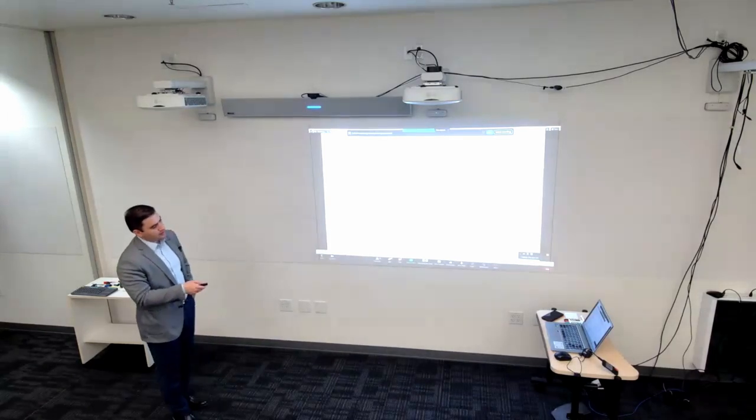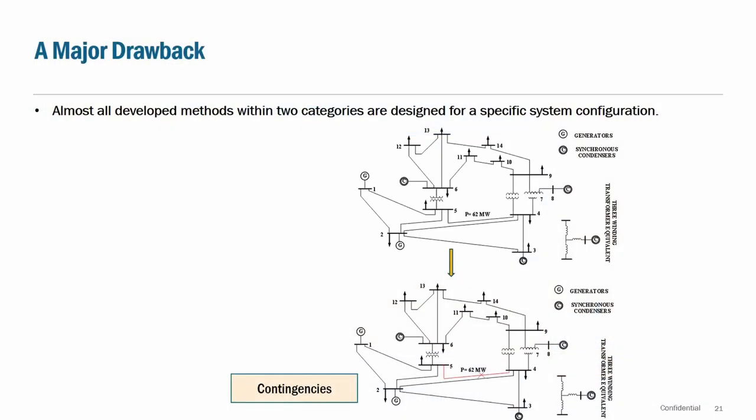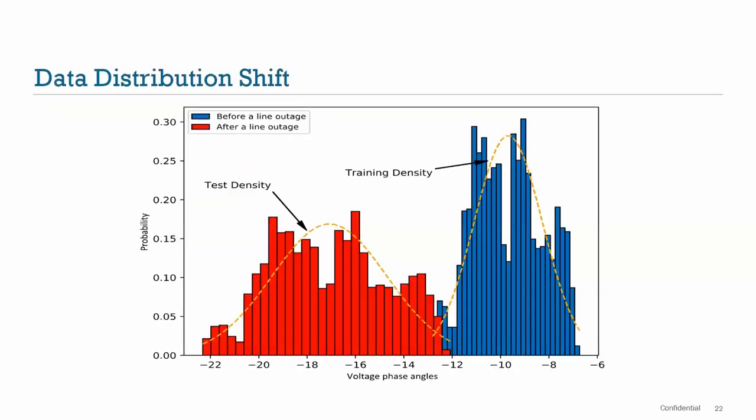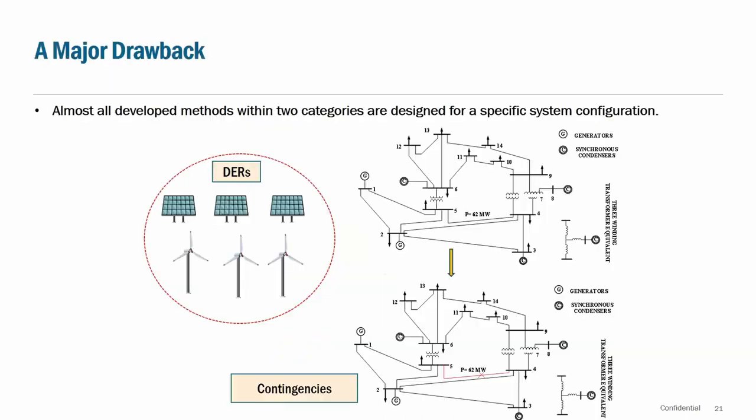So a major drawback is that they consider a static network. For example, here we have a line outage, line 4 to 5, carrying 62 megawatts. Imagine we have a line outage, and we will have integration of renewable energies, with a 10% penetration rate. What happens? I have this line outage here in this IEEE 14 bus system, line 4 to 5 transferring 62 megawatts. Not 10 lines, just one line outage.